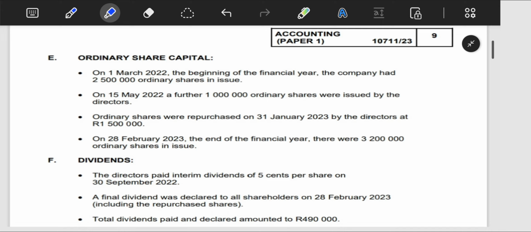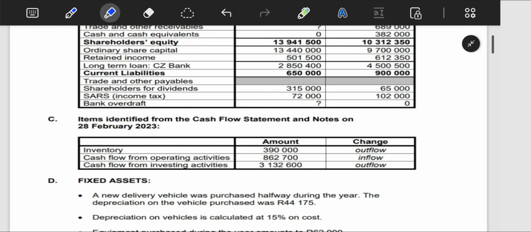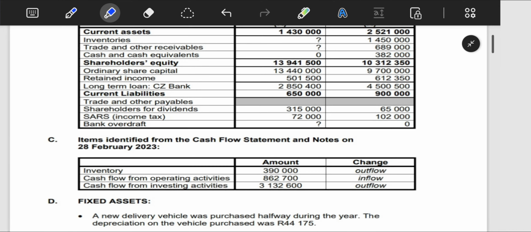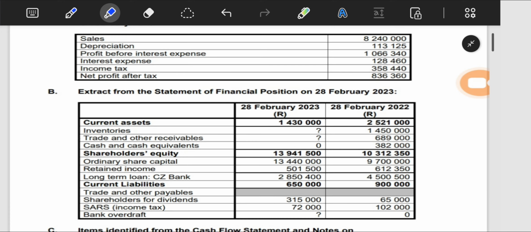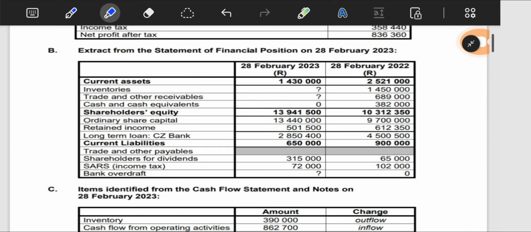Now, let's go to our information up there. Under our current liabilities, we have shareholders for dividends on the last day of the financial period. What does this tell us? It tells us that at the end of this year, we are owing shareholders their dividends, which is this much.